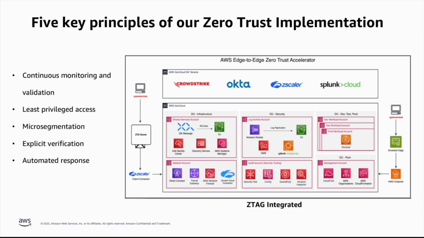To wrap up, this incident perfectly illustrates five key principles of our DoD aligned Zero Trust implementation: continuous monitoring and validation, least privileged access, micro-segmentation, explicit verification, and automated response. By integrating these principles with advanced security tools and automated responses, we have created a robust security posture that can rapidly detect and contain threats while maintaining detailed audit trails for compliance and investigation purposes.